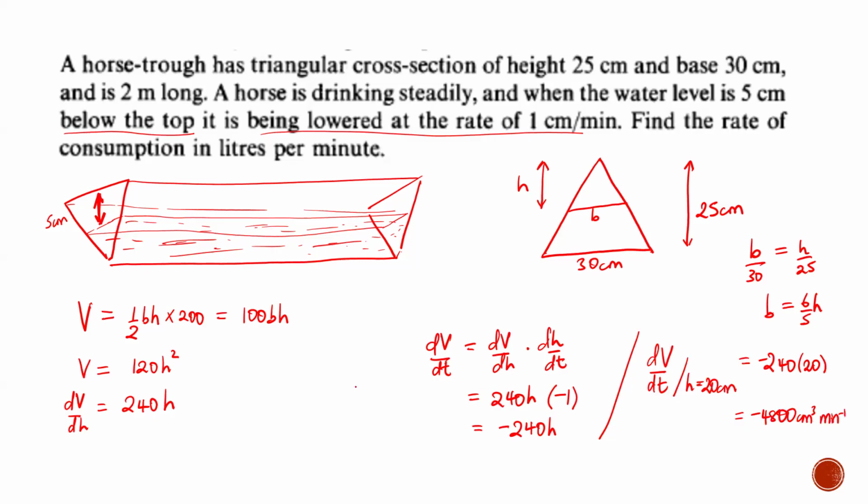However, the question wanted the consumption in liters per minute. And so this negative 4,800 centimeters cubed per minute would be negative 4.8 liters per minute. So you could conclude that the rate of consumption of the water is 4.8 liters per minute. Of course, the negative shows us that the water is reducing. And that's how we would get the answer. So this is how we work out rates of change using the chain rule.